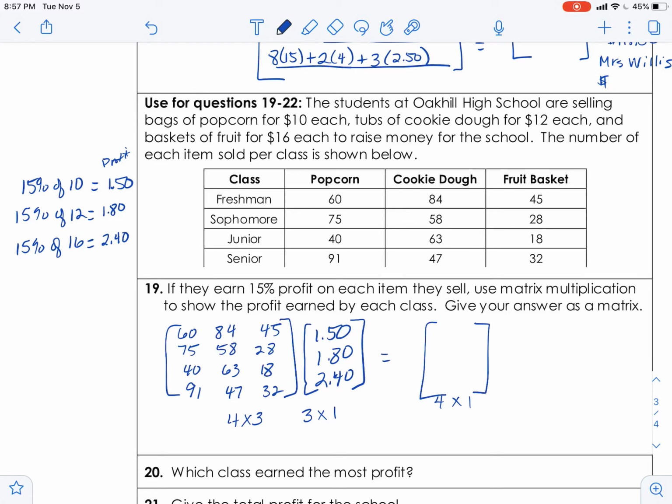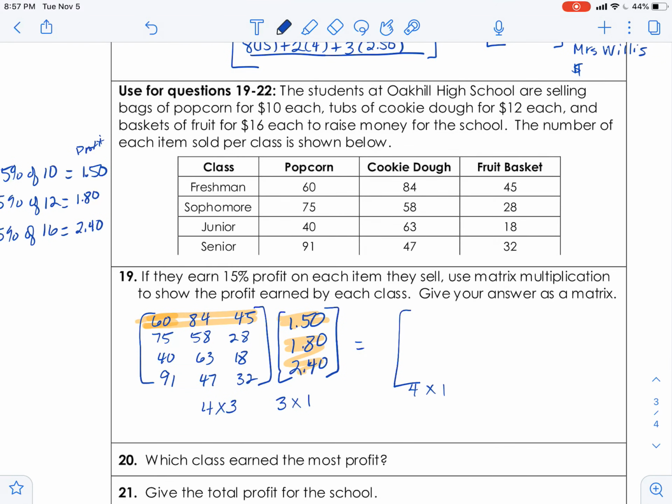Now let's talk about the multiplication that takes place, guys. When I multiply 60 times $1.50, because that's what I'm going to do, right? I'm going to take all of these times all of these. Make sure I'm multiplying the right things together. I'm going to take 60 times $1.50. Does that make sense?